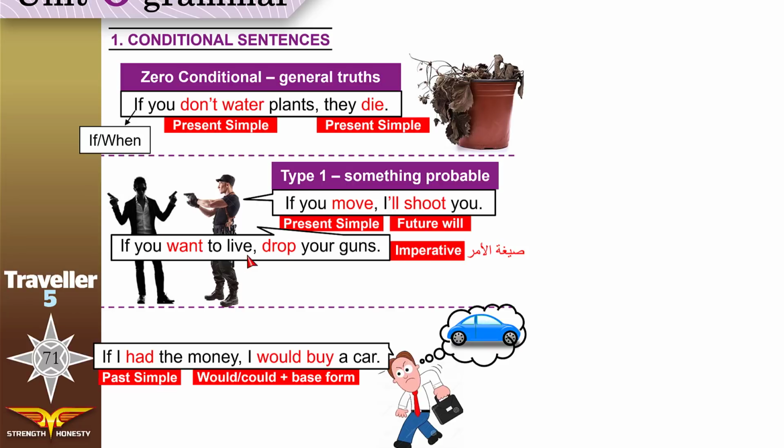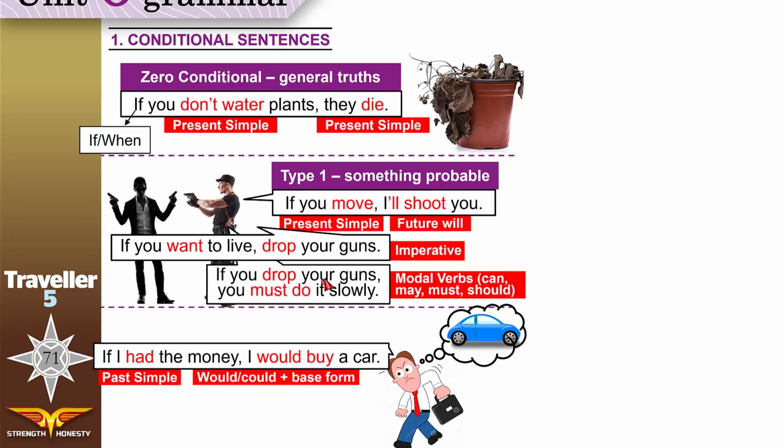If you go to the supermarket, buy some milk, please. Or you can use modal verbs like can, may, must, should. If you drop your guns, you must do it slowly. You must. Modal verb. If you want to enter the library, you must be quiet. Again, if you want to enter the library, you must be quiet. You must not make noise.